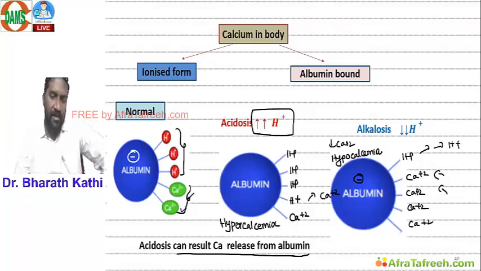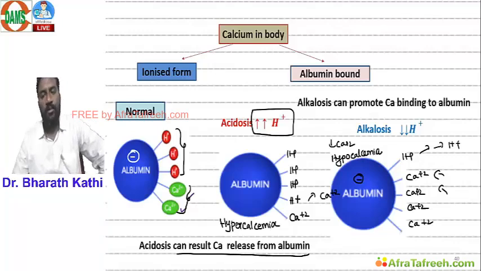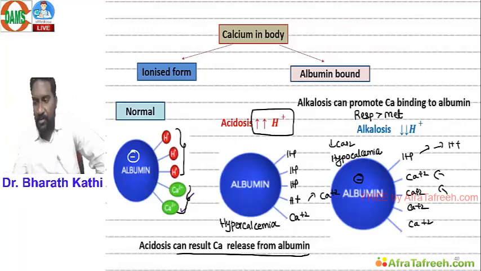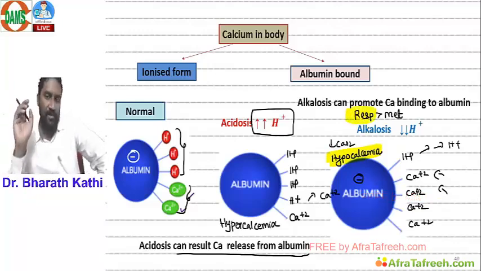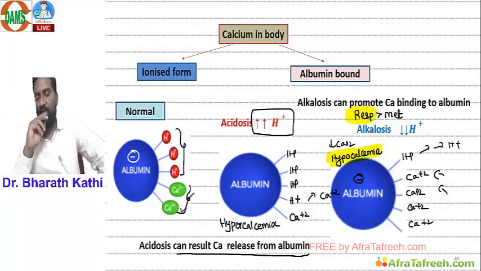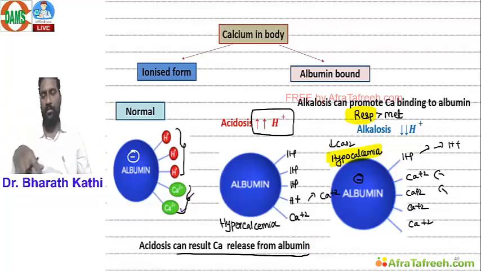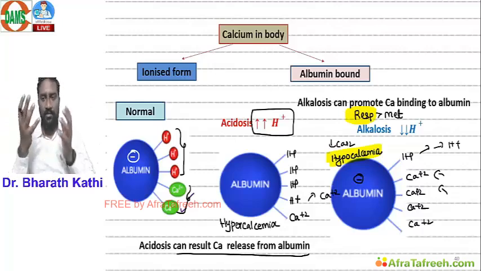So what happens in alkalosis? Alkalosis can enhance calcium binding to albumin, and this was noticed more with respiratory alkalosis when compared with metabolic alkalosis. Even metabolic alkalosis can cause hypocalcemia, carpopedal spasms, but studies have shown that it was more with respiratory alkalosis. So here treatment is very simple. So no need to give any calcium infusion because it is a transient phenomena. Just ask the patient to relax, stop hyperventilating. If required, you can do rebreathing.